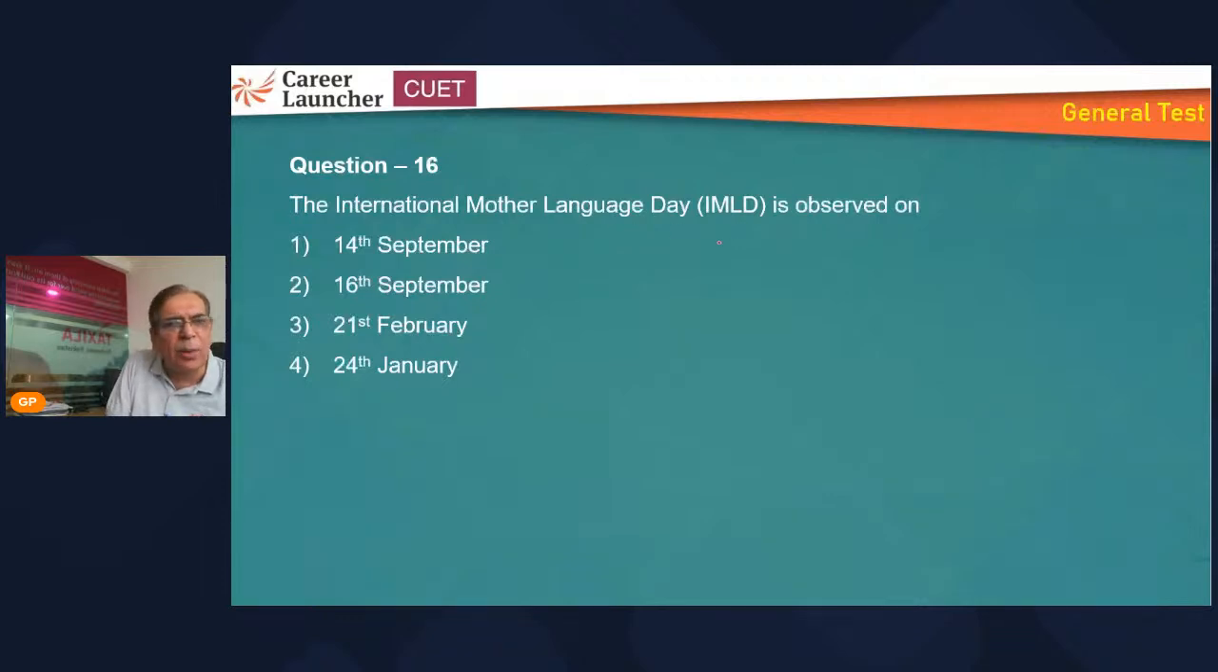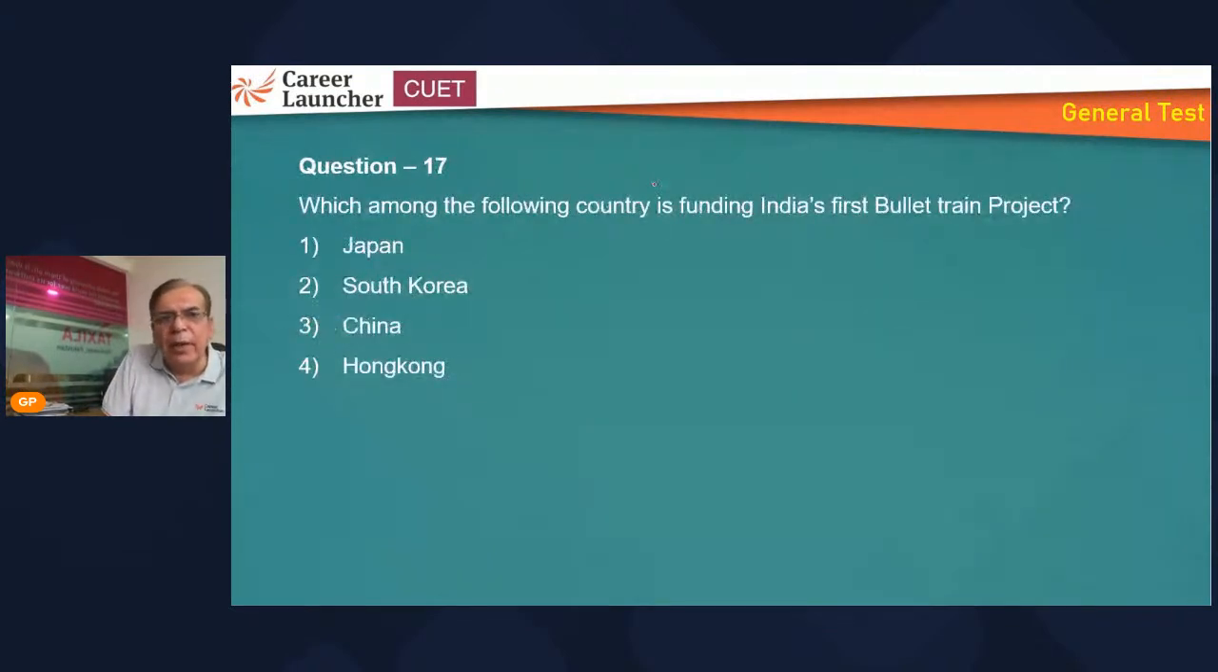International Mother Language Day is observed on, so ये February में आता है. Yes, this is connected to Bangladesh, so you can also go and check out why, but I'm leaving it for you to find out why. Next, which among the following countries is funding India's first bullet train project? बाहर पढ़ते तो पक्का मालूम होगा, ये तो जापान है.